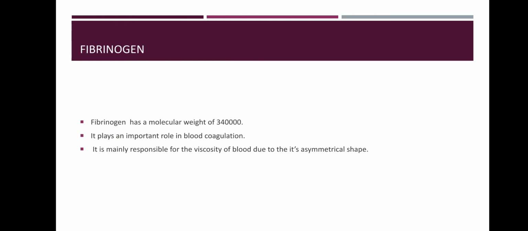And we will see about the fibrinogen. Fibrinogen has a molecular weight of 3,40,000. It plays an important role in blood coagulation. It is mainly responsible for the viscosity of blood due to its asymmetrical shape.